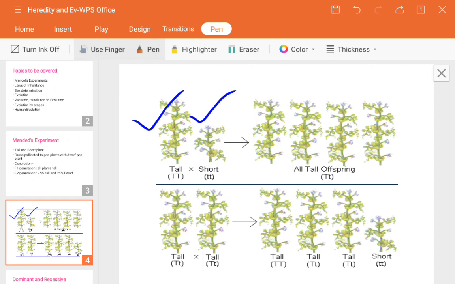Now what did he do? He chose contrasting characters of a plant, two plants which are different in height, meaning two different characters he tried to cross. The first one is tall, another one is shorter. Later he did a cross pollination.